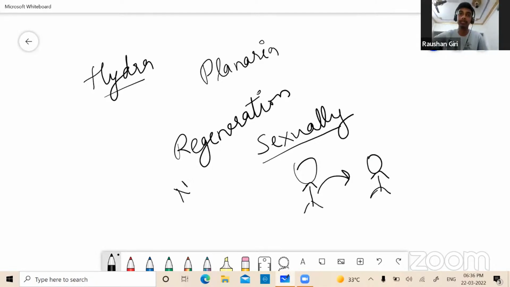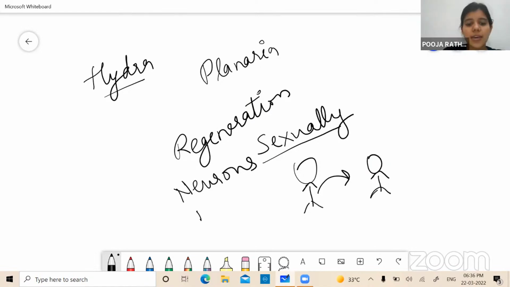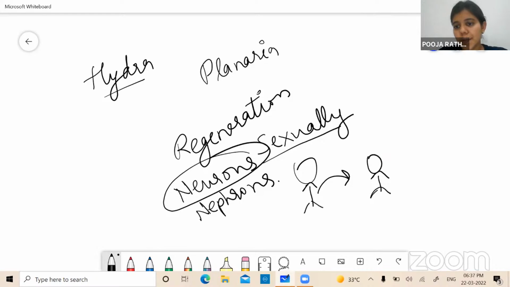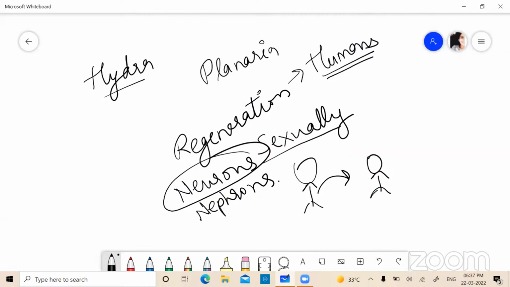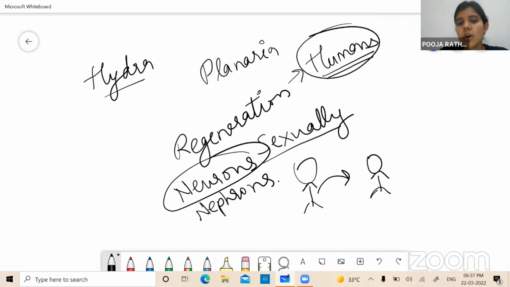Like we have neurons, we have nephrons, we have heart muscles, different types of cells. These neurons and nephrons can't divide. Neurons can't reproduce themselves. So that's why the regeneration process can't take place in humans or in higher organisms, because there are different and multiple metabolic activities that run in a higher organism.